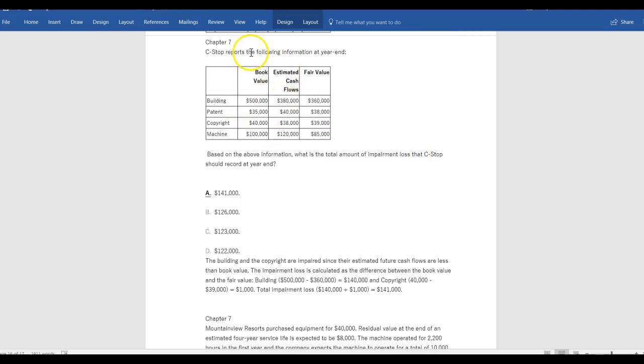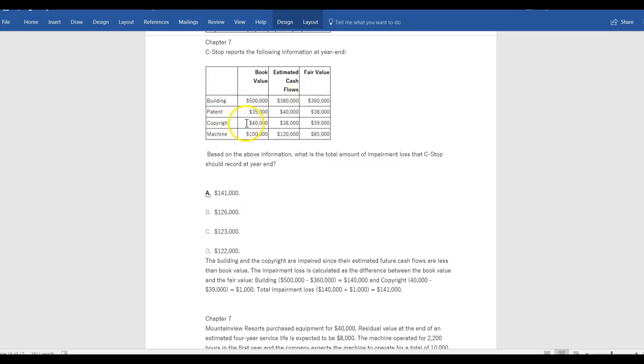There could be an impairment if the book value is greater than the estimated cash flows. If that's the case, then you would figure out the impairment from the book value minus the fair value to come up with the impairment loss. So you go through each of these to see where there could be an impairment. Well, the building's book value is $500, but the cash flows are only $380. So that's an impairment because the cash flows are lower than the book value.